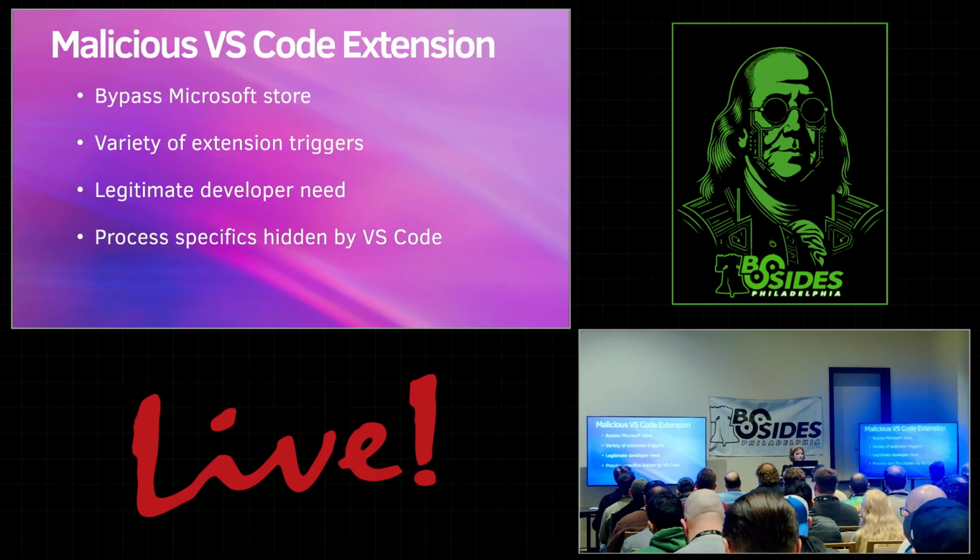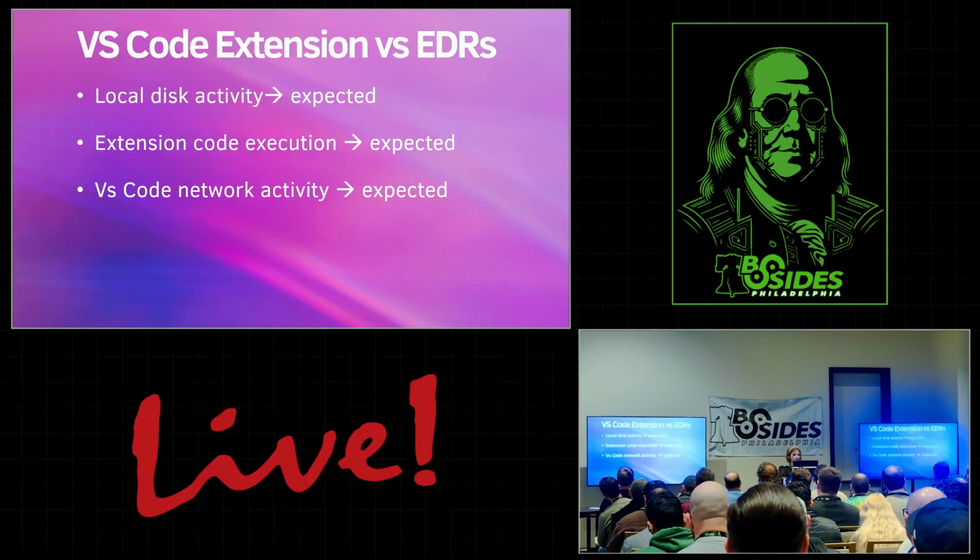You need Python installed. Whatever you're developing in, there's a need for extensions for the application to work properly with the code that you're building. And again, process specifics are hidden by VS Code. They're under an extension host value, and there's not any major outlying processes with these extensions running. So again, versus EDRs, the local disk activity is expected.